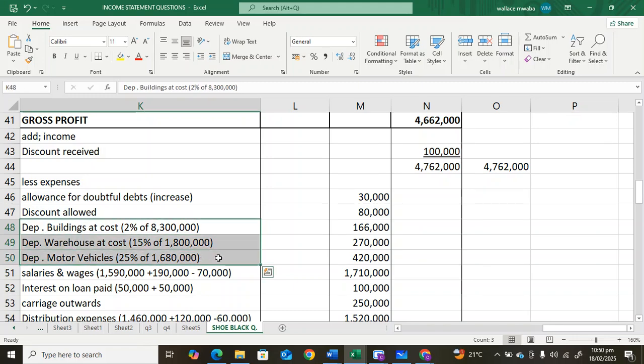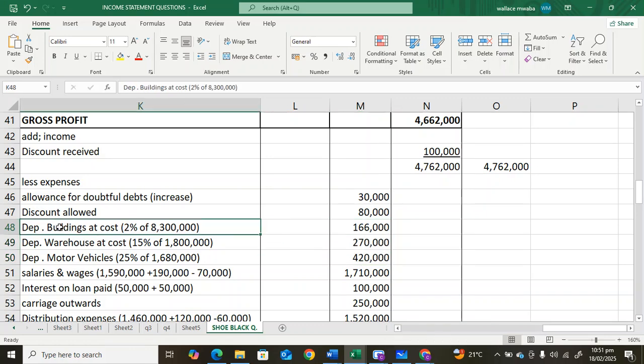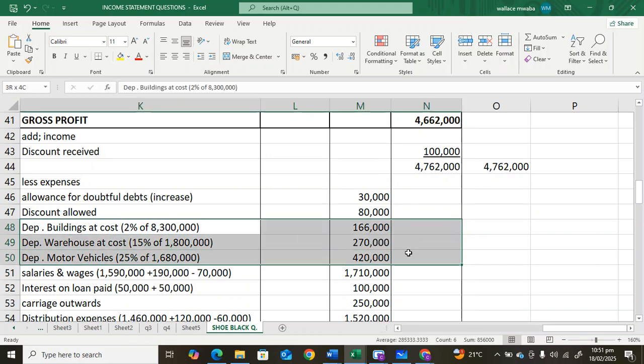Yes. Depreciation on motor vehicles, they told us, is 25% on cost. So the cost of motor vehicles is 1,680,000. 25% of that is 420,000. Okay, that's how we get our depreciation expenses. Any questions?